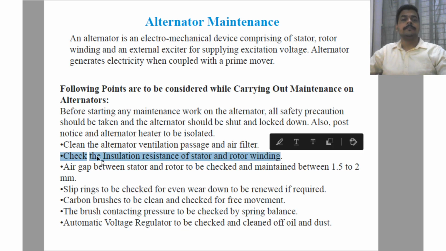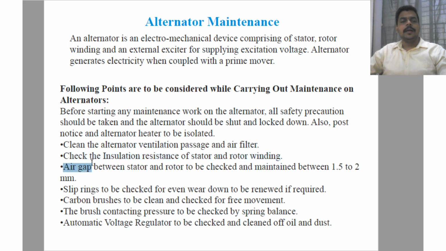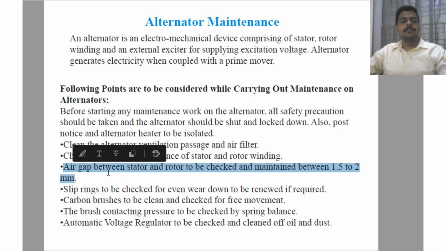There is a measurement method to check the insulation resistance value of the stator winding as well as the rotor winding. Then the air gap between stator and rotor is to be checked and maintained between 1.5 to 2 millimeter. This is the required value of air gap between stator and rotor. If this value increases or decreases beyond this limit, there can be severe effects due to the change in air gap.